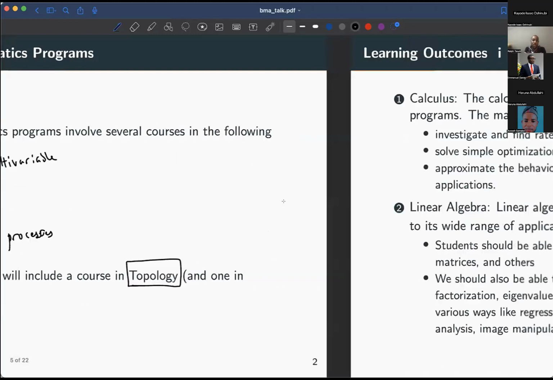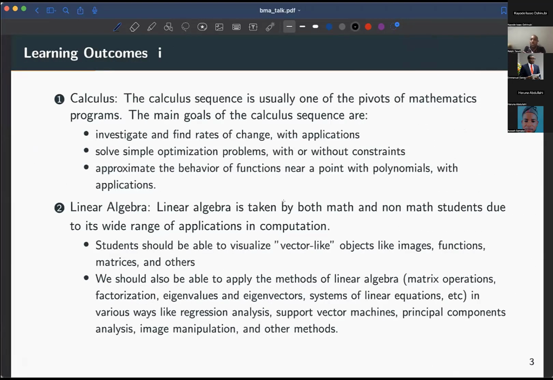In particular, when you look at calculus, most of the time you will do things like differentiation, integration, but I'm looking at the goals themselves. So you want to discuss things like rates of change and applications, things like curve sketching, looking at related rates. And then also if you want to do integration or differentiation, you want to look at simple optimization problems, maximizing things, minimizing things, whether you have constraints or you don't have constraints. And then sometimes with certain functions, it's easier to approximate the behavior of functions with polynomials. So you do linear approximation and so on.